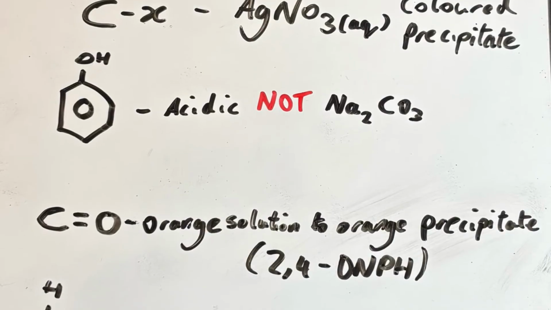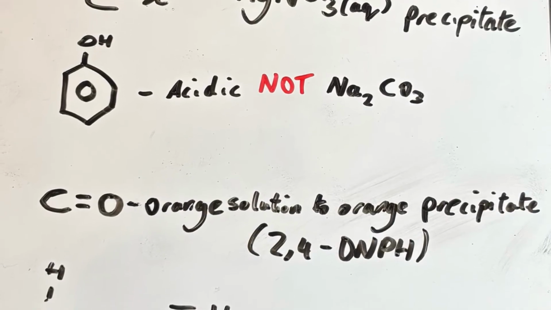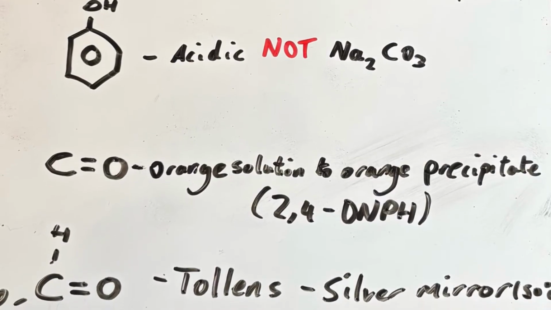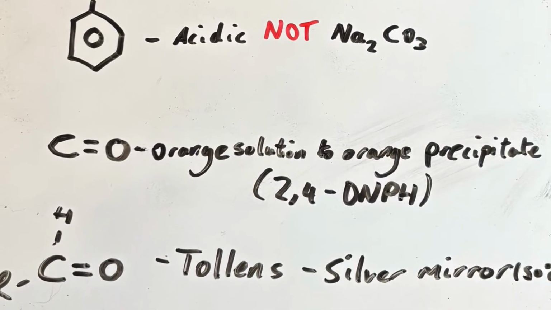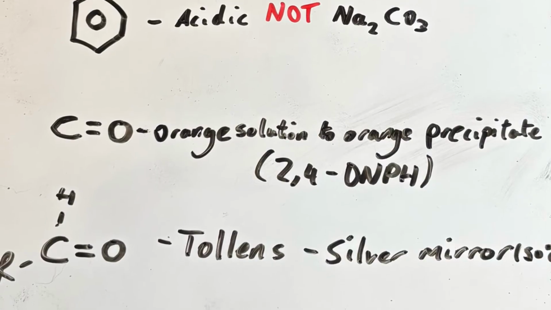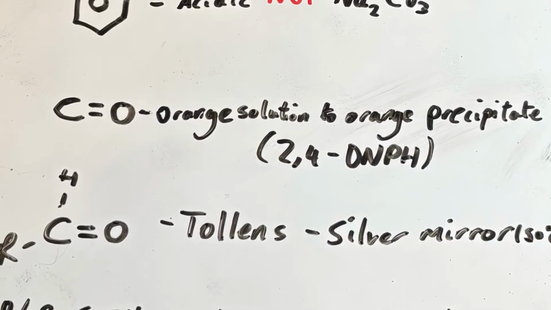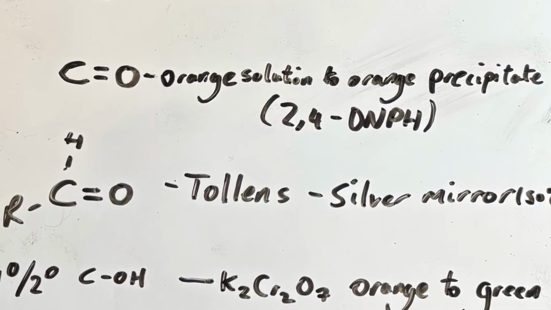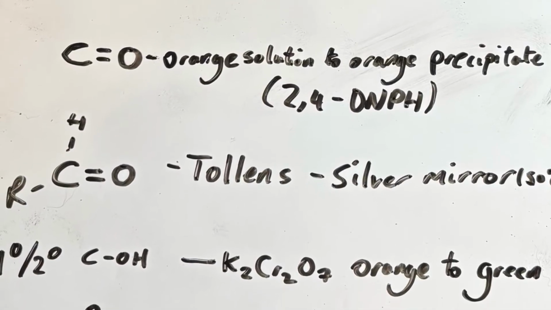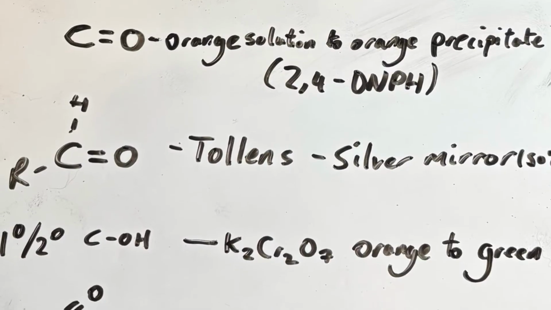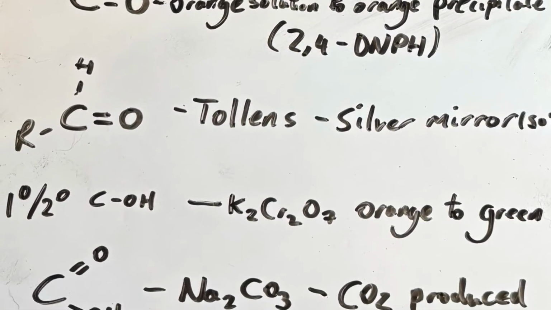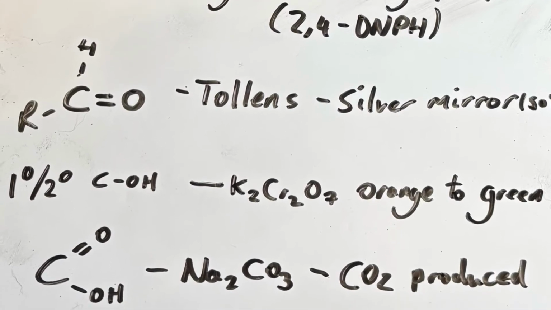Carbonyl groups: you use 2,4-DNPH and it goes from an orange solution to an orange precipitate, and then you can use Tollens' reagent to identify aldehydes. It will form a silver mirror at 50 degrees Celsius if an aldehyde is present. Primary and secondary alcohols can be oxidized with an oxidizing agent, acidified dichromate, or in this case potassium dichromate, and that would turn from orange to green in the presence of an alcohol.